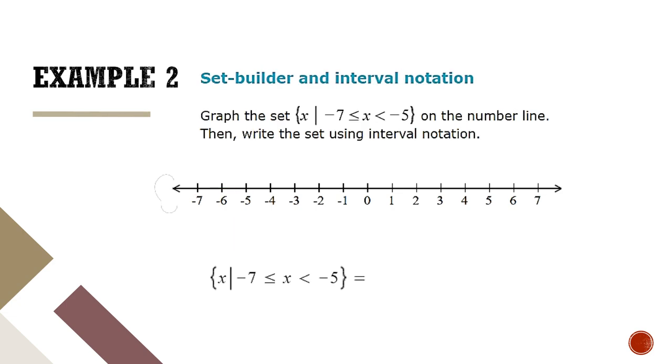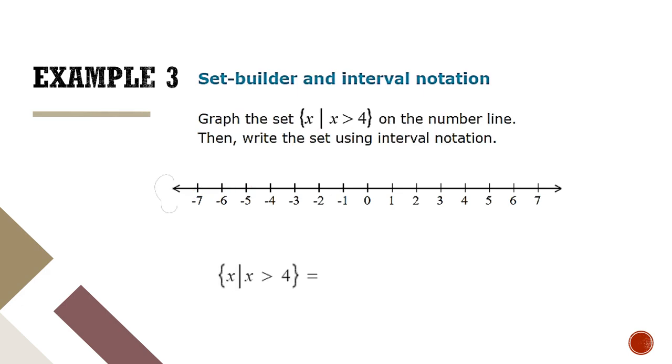Now something slightly different. It's almost identical except that I do not include one of the endpoints. So again, we include the -7, but we have an open circle around -5. So again, how do you do that? Well, we do a closed bracket from -7 all the way up to -5, but we have to have an open bracket because we do not include that -5. So this is a nice way of just redrawing that number line.